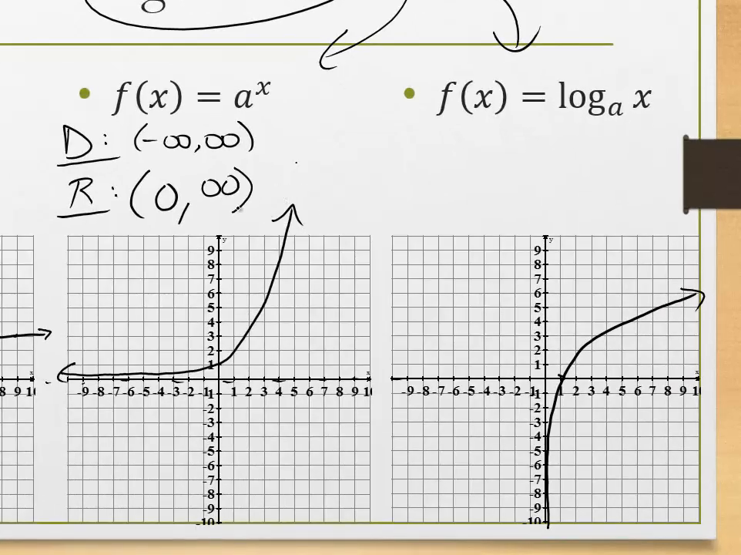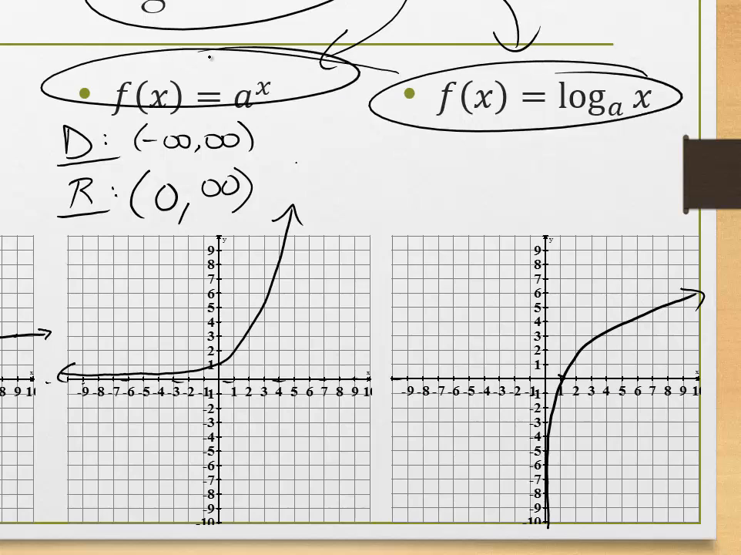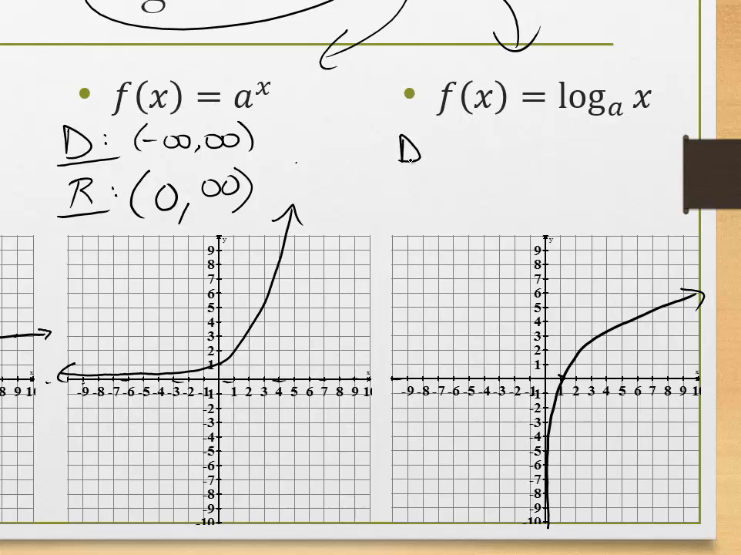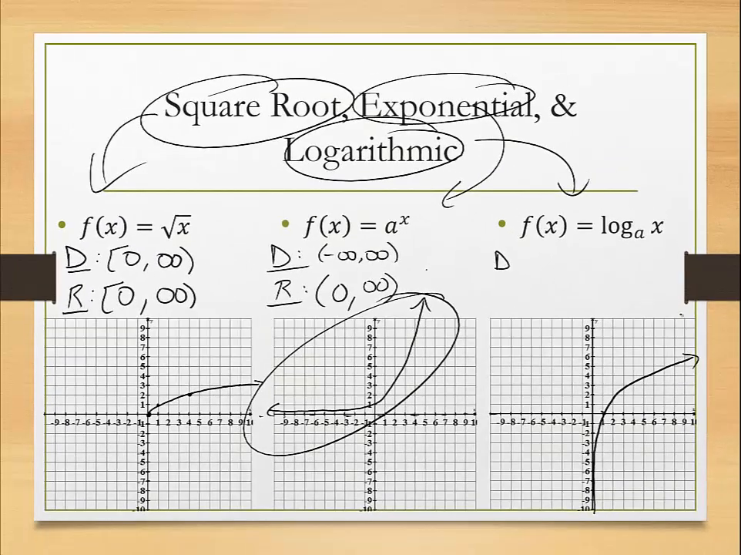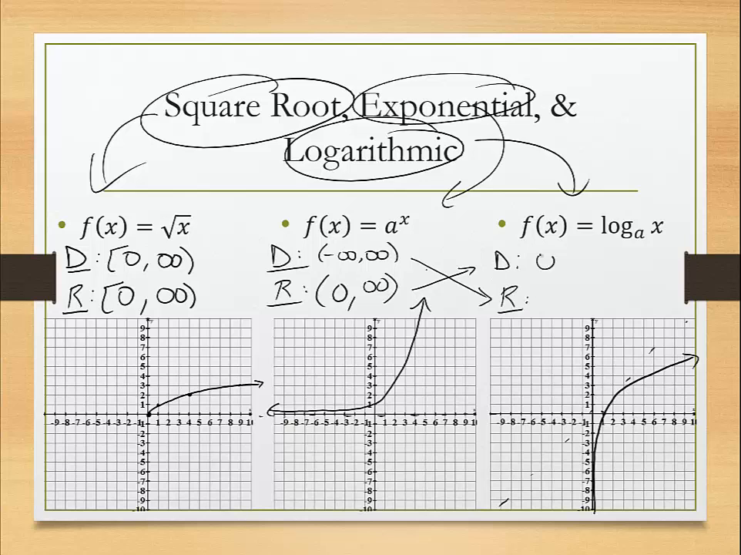Then last one, really simple, logarithmic and exponential are exact opposites. Because this is reflected across the diagonal and this right there. Same exact graph, just reflected. So the domain will be the exact opposite of exponential. In other words, the domain will be the range from exponential, and the range will be the domain from exponential. So domain will be 0 to infinity, and range will be negative infinity to infinity.